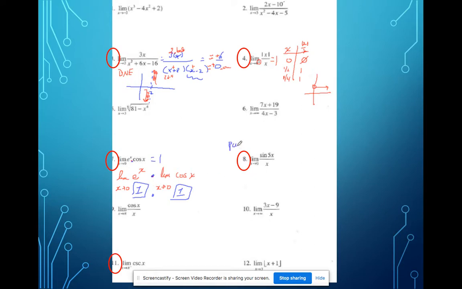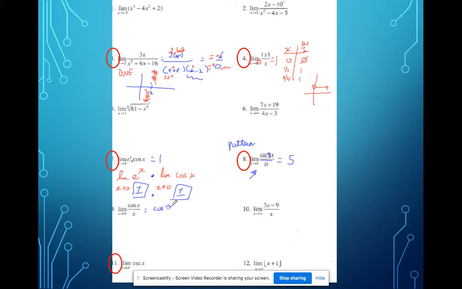Here's the pattern I told you that AP loves, so you should just memorize it. As long as you are in radians and going to 0 and you have a ratio of a sine thing over a polynomial thing, the limit is the ratio of those coefficients as long as you're going to 0. Hey, this looks like, is this the pattern? I'm not going to 0. I'm going to pi. What's your first shot with a limit? Plug in.